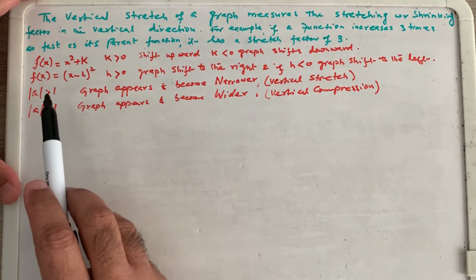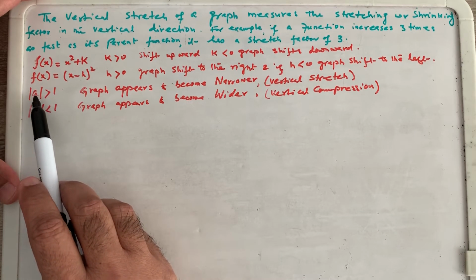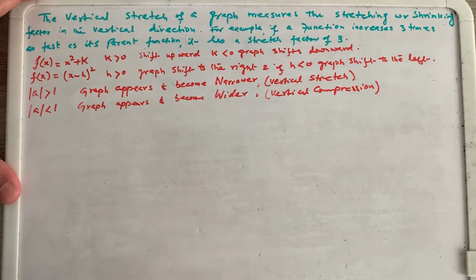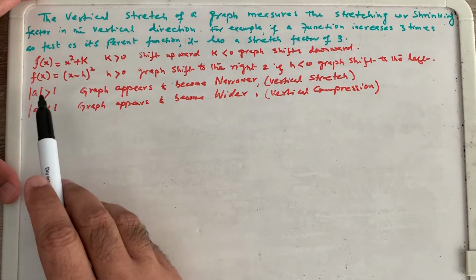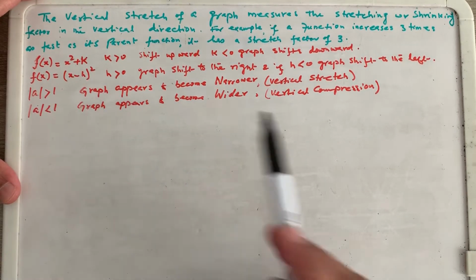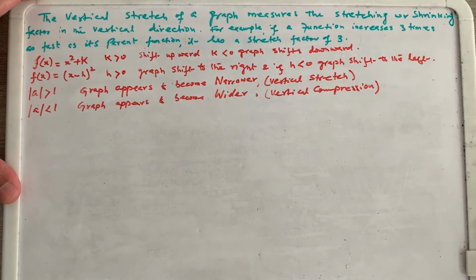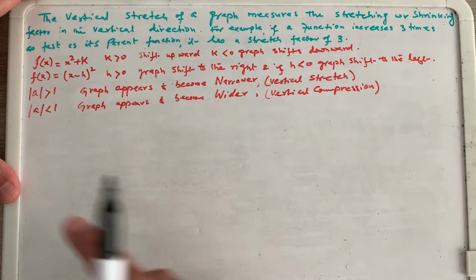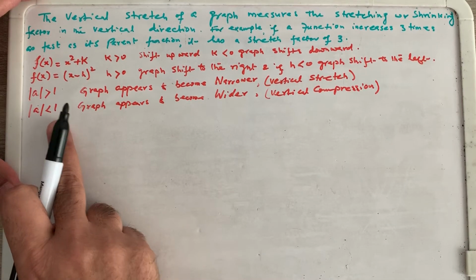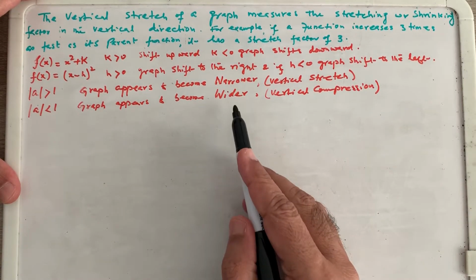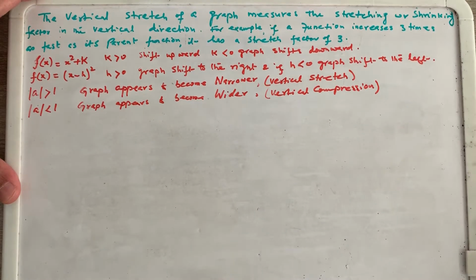How to recognize that? If the absolute value of a, the coefficient of x square, is greater than 1, the graph appears to become narrow, and it is called a vertical stretch. And if the absolute value of a is less than 1, the graph appears to be wider, and it's a vertical compression.